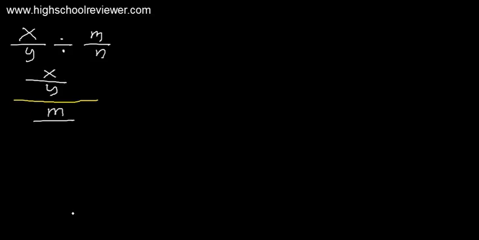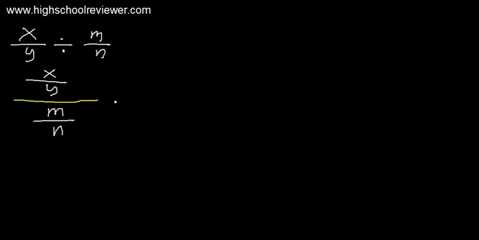Dividing rational algebraic expressions. How do we divide rational algebraic expressions? Let's have an example. We have here x all over y divided by m all over n. This is also like dividing two fractions. So we have here the major line, and on top will be our numerator, which is also a fraction. We have here x over y, over m all over n.